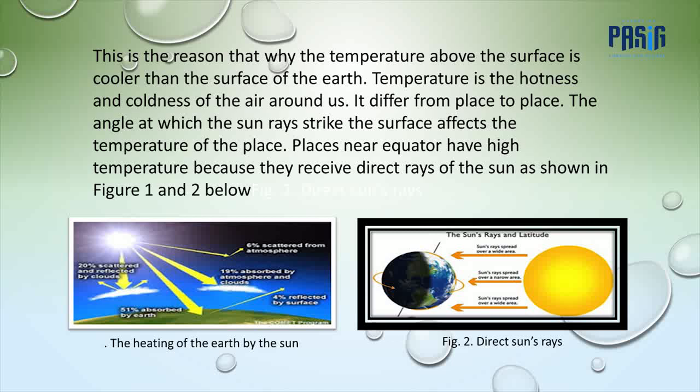Temperature is the hotness and coldness of the air around us. It differs from place to place. The angle at which the sun rays strike the surface affects the temperature of the place. Places near the equator have high temperature because they receive direct rays of the sun, as shown in figures 1 and 2 below.